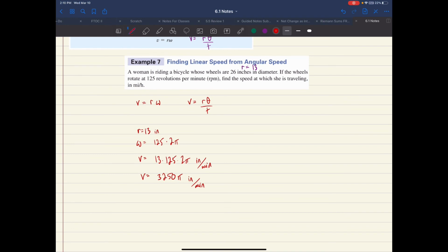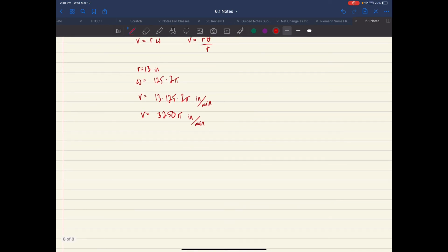That's not what the question is asking you to find. So it says find the speed at which she is traveling in miles per hour. So we have to put this into miles per hour. The conversion for these problems is really the most complicated part. And so let's just go through that conversion. Convert. Okay, so I always set these up in the same way. I keep it really orderly.